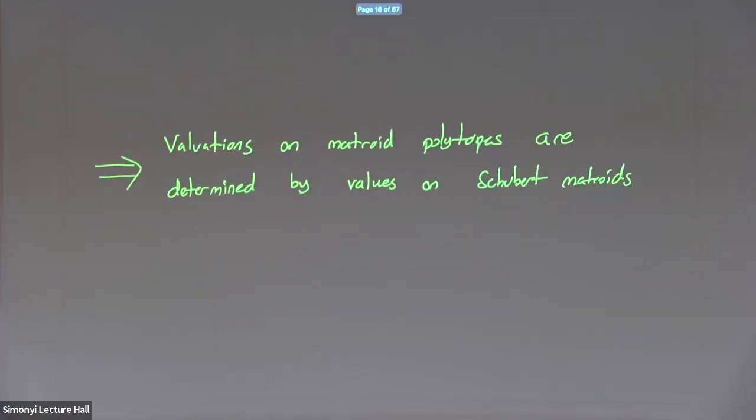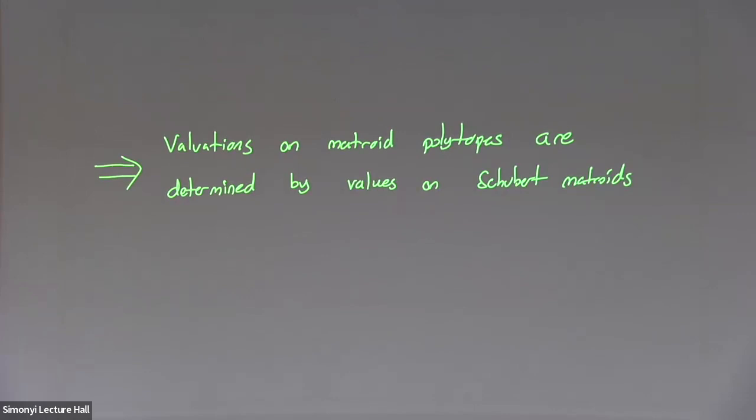Okay. This has an implication, which is that valuations on matroid polytopes are therefore determined by the values on Schubert matroids. If you know those values, then this determines the valuation on all matroids. And so this leads to some dreams that are kind of ill-founded, which is, oh, maybe I'll understand my valuations on Schubert matroids and then understand everything.